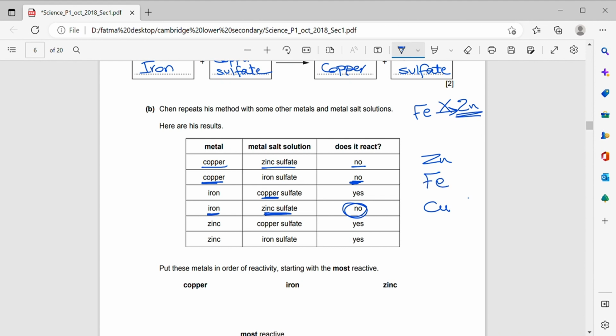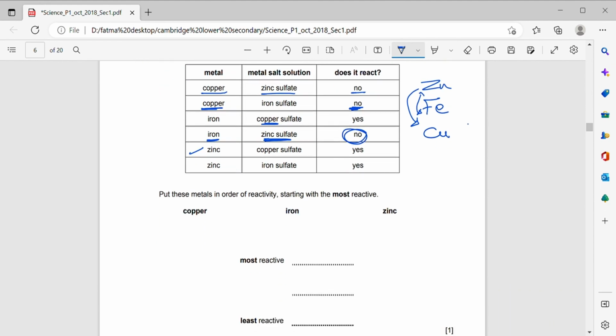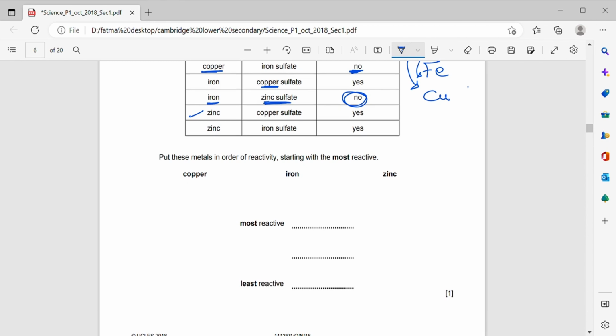To make sure, we have zinc and copper sulfate, so zinc can displace copper, correct? We have zinc and iron sulfate. Zinc replaces the iron. There is a reaction, so which one is more reactive here? The zinc. So if we are going to put the metals in order of reactivity starting from the most reactive, which one here, copper or iron or zinc? The first one will be the zinc, the second one the iron, and the least reactive is the copper.